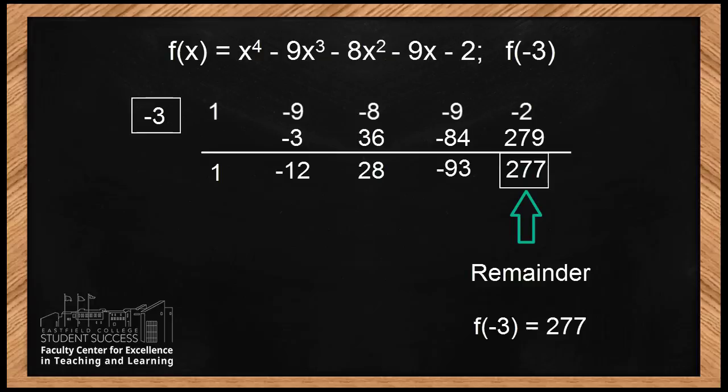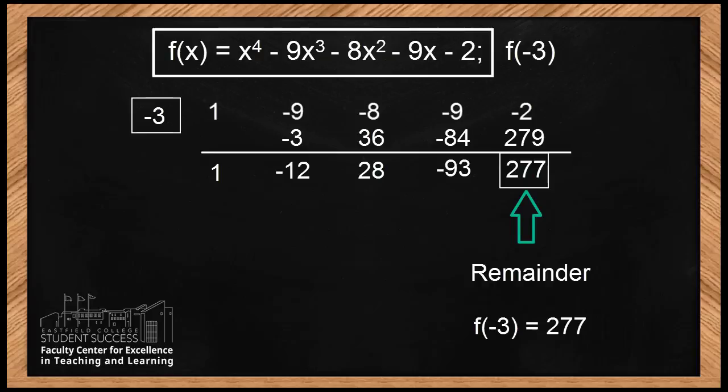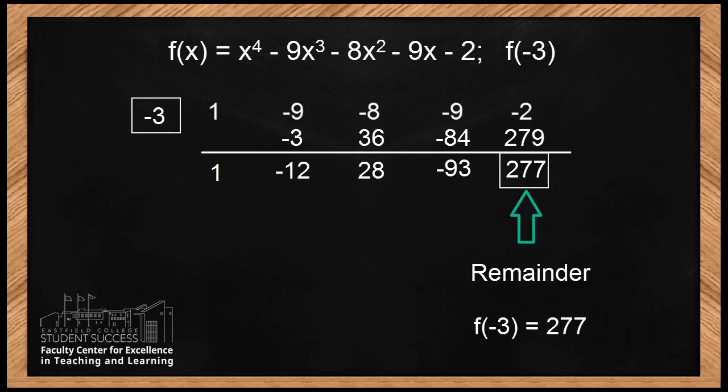Another way of thinking about it, going back to what you learned before, if you substitute negative 3 into all of the x's that are given to us in the function and combine like terms, simplify the function, you will realize that f of negative 3 is indeed 277.